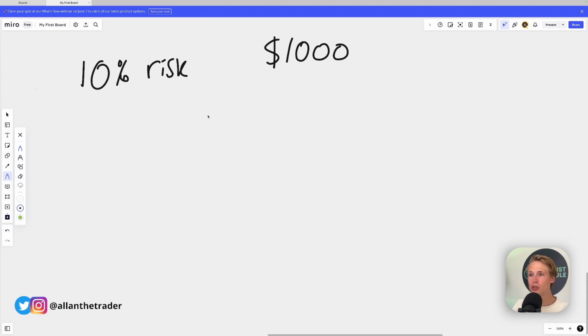Many people use too much risk because if you have a losing streak, you lose 5 trades in a row, you've lost half of your account. So that's a terrible idea. We are not doing this. So let's get this out of the picture.